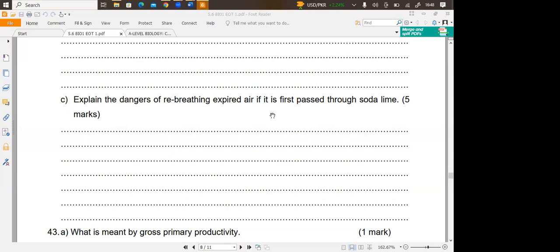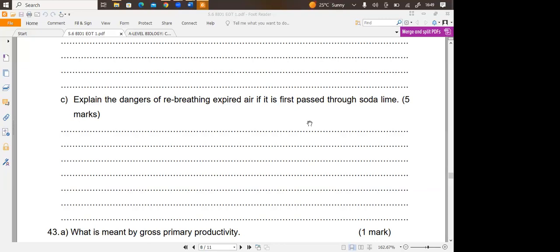So the question is saying, explain the dangers of breathing expired air if it is passed through soda lime. So it means that now you breathe out air, and this air you have breathed out is the same air that you breathe in. That is this question here. You breathe out air, and then you are going to breathe in that very air that you have breathed out. It's like if you get a polythene bag and you cover your face. When you breathe out air, you are going to breathe it in. The air that you are breathing in is the air that you breathed out. That is what they mean by rebreathing expired air.